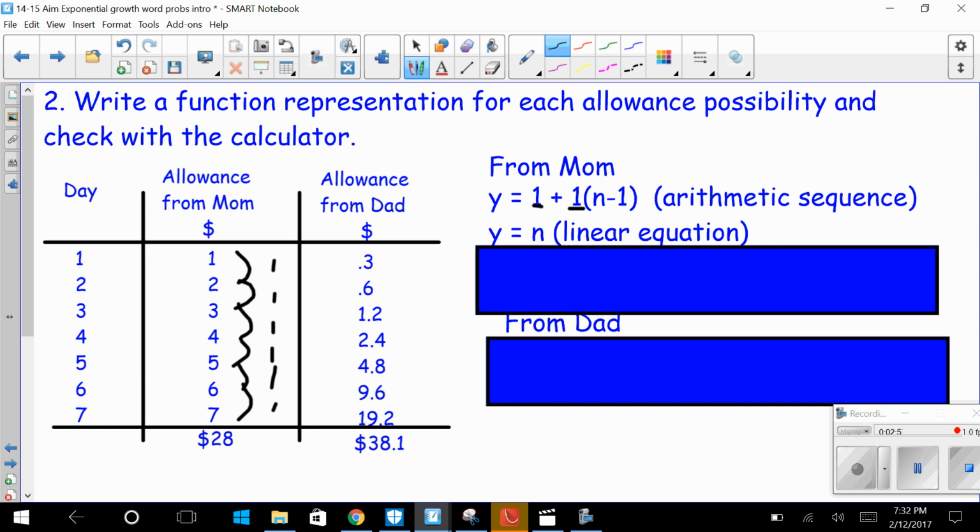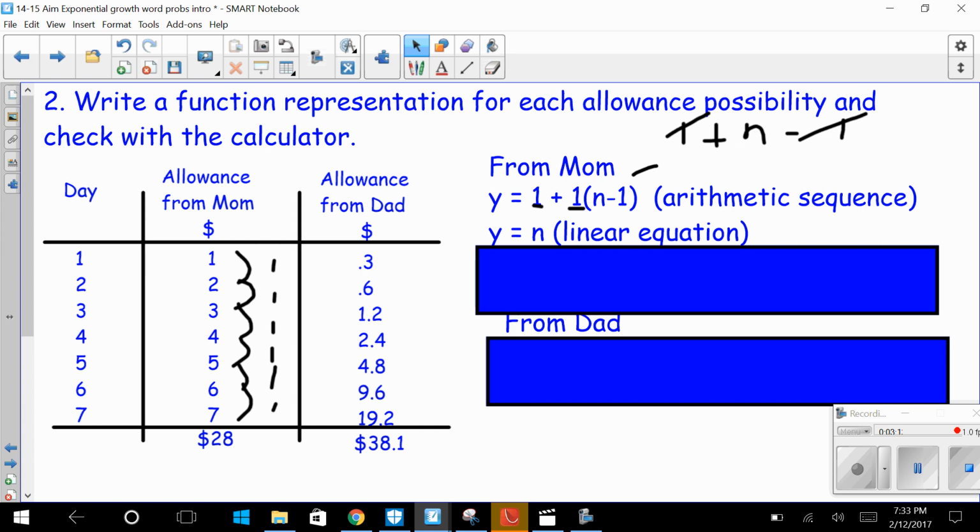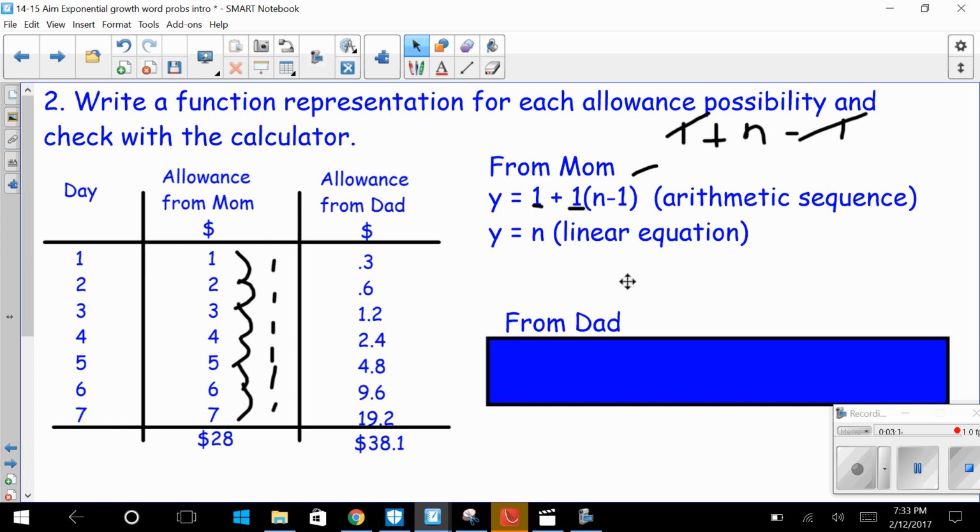And after you simplify it, this becomes 1 plus, distribute that 1, you get 1n. 1 times -1 is -1. But 1 minus 1 equals 0. So your final equation is y equal to n. Okay? So in mom's case, mom's allowance was increasing by 1, and that yielded a linear equation.